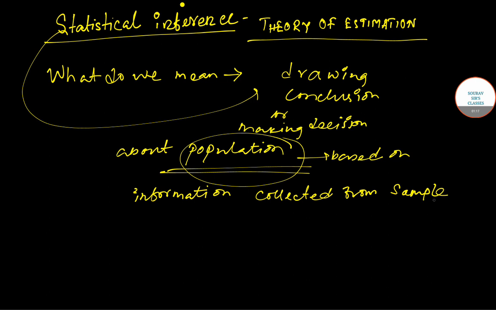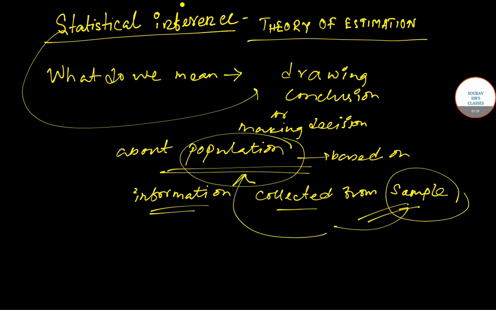all the time, so we take a smaller section from the population which is termed as sample, and from the information that we collect from this sample, we want to make certain decision or inference about the population. So how we do this? This entire process is known as the statistical inference and theory of estimation.